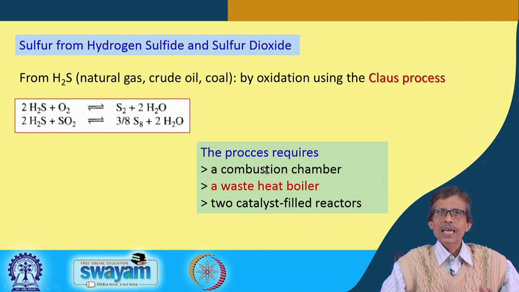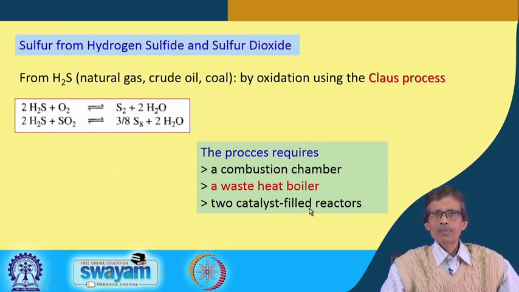The process basically requires a combustion chamber where you can burn the thing, that means it will have a high temperature reaction, and a waste heat boiler, that means some amount of heat is being wasted. So, we will have some waste heat boiler attached to it, and the reaction is catalytic, so two catalyst filled reactors. So, we will have the reactors even for the reactions between the two components.